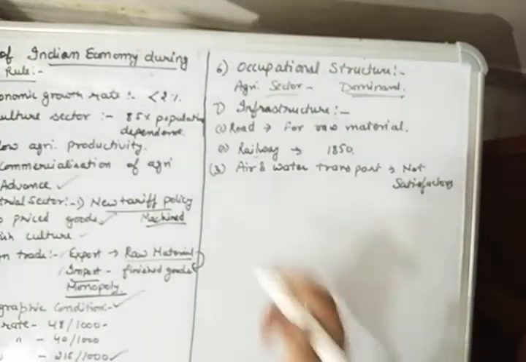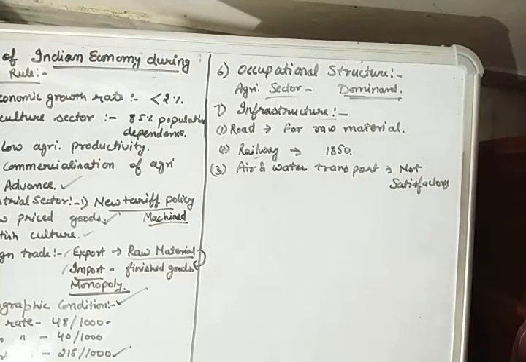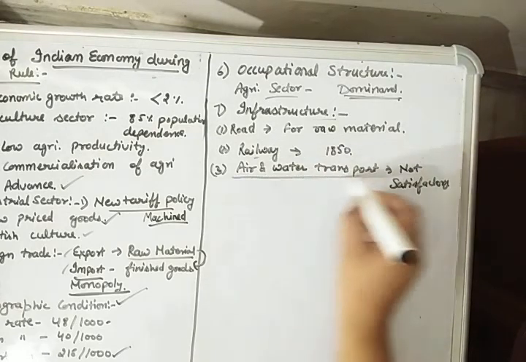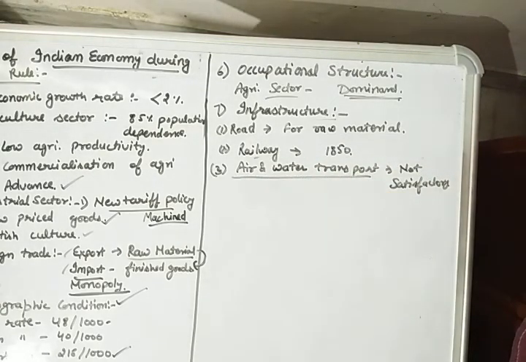Along with that, air and water transport at that time was not satisfactory. Why was that not satisfactory? Because they were not involved in much development. The Britishers were not concerned about developing air and water transport. They were just doing the work as per their convenience. If it was convenient to do this work, they would do it. Otherwise, they were not going to do it.